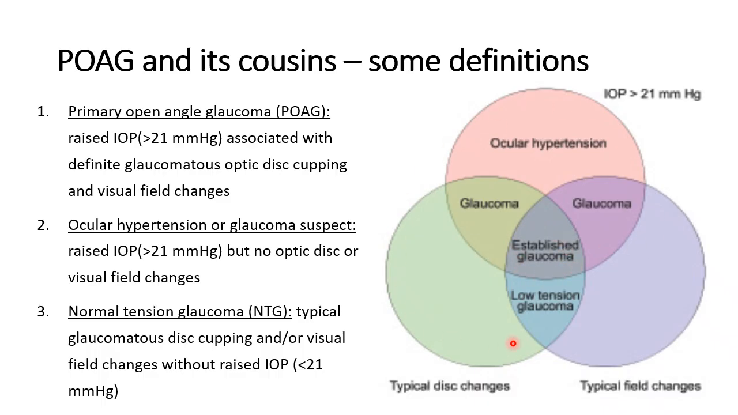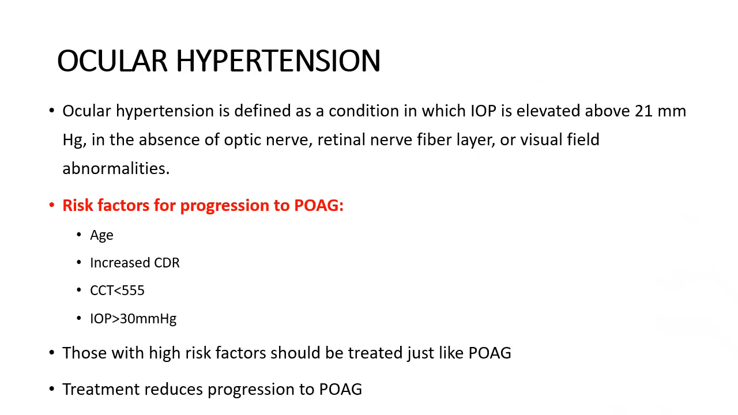All the three should be there to establish glaucoma. What happens if all the three criteria are not there? What if only the IOP is raised, but there are no disc changes, there are no field changes? This is known as ocular hypertension or glaucoma suspect. What happens if there are typical disc changes or field changes, but the IOP is normal? That's a normal tension glaucoma. Typical glaucomatous disc cupping or field changes without raised IOP. So this is the entire spectrum of glaucoma and its cousins, that is ocular hypertension and normal tension glaucoma or NTG. Let's just know about them a little bit in detail.